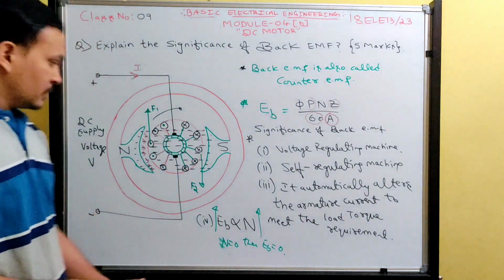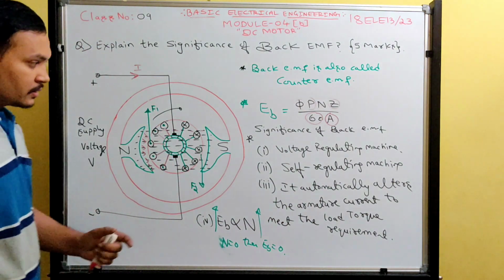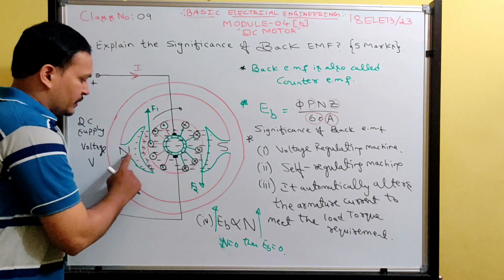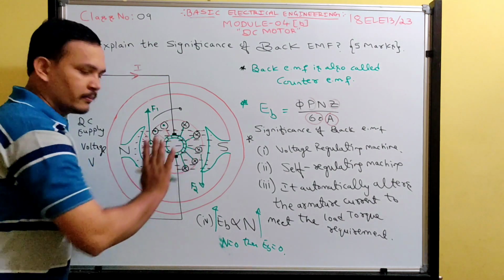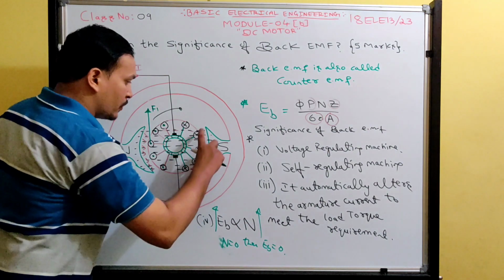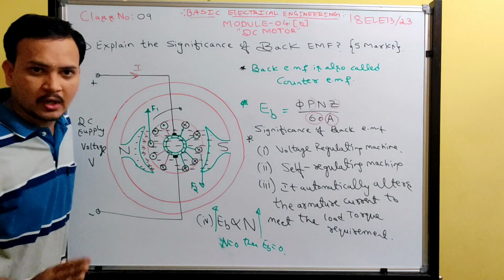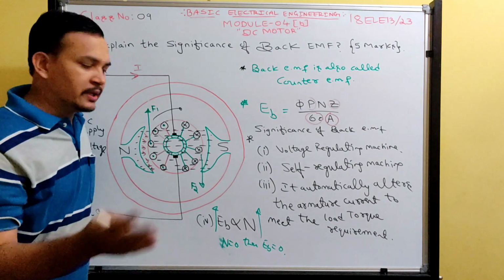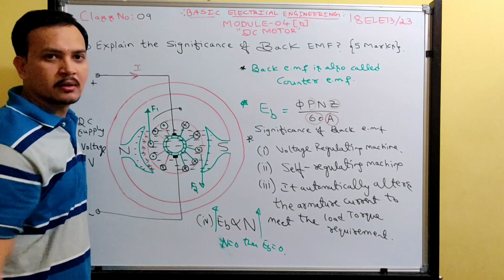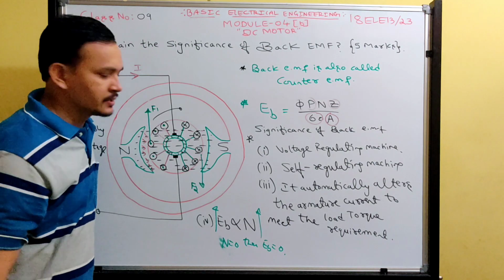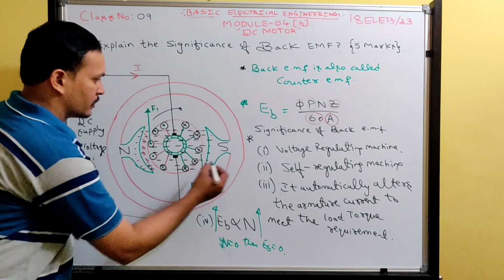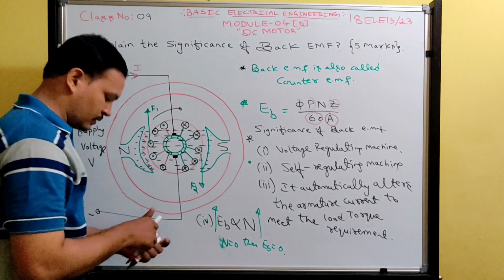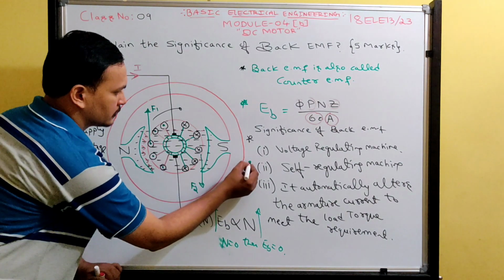See, the main flux is there between the north and south poles. Suppose this flux is not sufficient; under that condition, we can also excite these poles by connecting the field windings. Look here, guys. Let me write in black color.